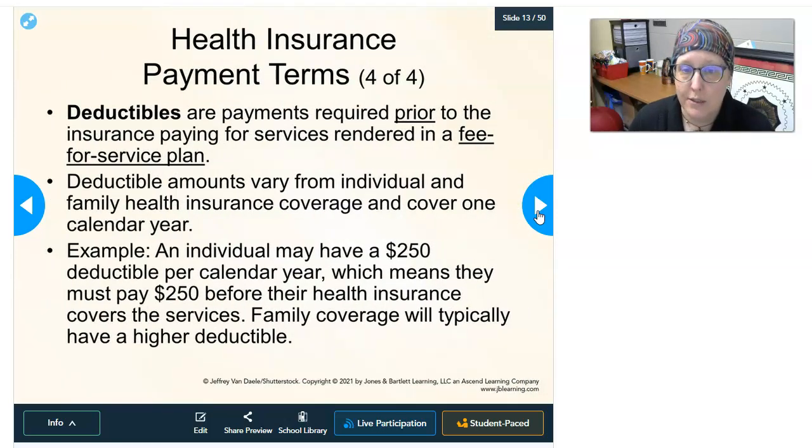Okay, so what are deductibles? Deductibles are payments that are required prior to the insurance starting to pay for services, and it's usually in a fee-for-service plan. So this will not be in a prepayment model.